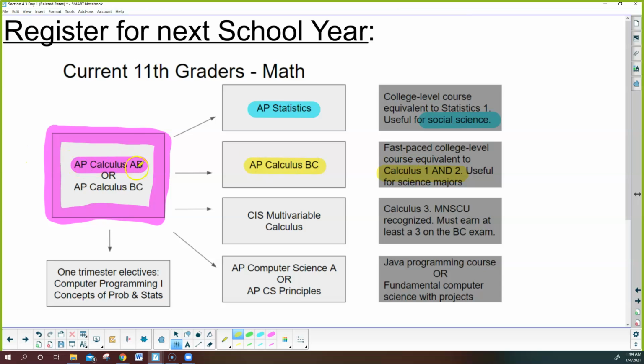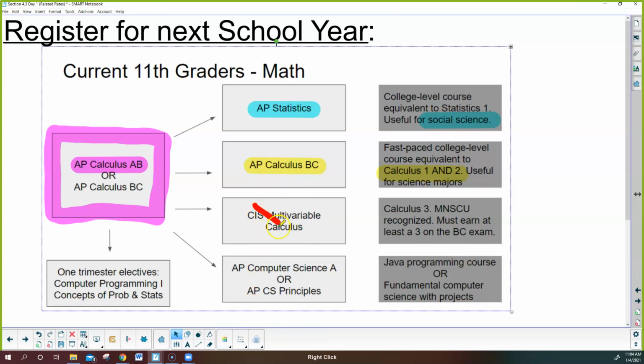We are currently in AB, where we spend all year learning a semester worth of calculus. So you can kind of see how fast BC goes. And this actually would not be an option: you can't take multivariable until you get BC. So for us, multivariable calculus is not an option.